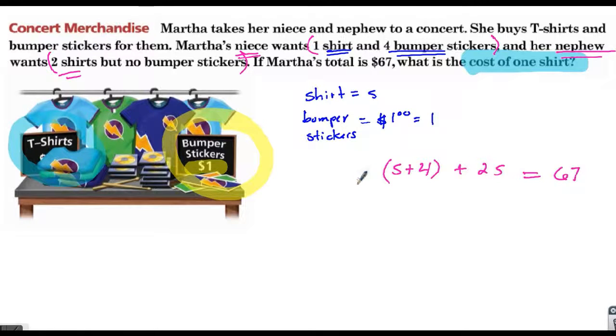So I'm just going to go ahead and rewrite this as S plus 4 plus 2S. I'm kind of messing up on the S's here, but you can see that. And that's going to equal 67. So here's our equation. I got rid of the parentheses because I really didn't need them. If there was a number in the front and I needed to distribute, then I would go ahead and multiply that. But since there's nothing in the front of the S plus 4 in the parentheses, then I can just go ahead and get rid of it.